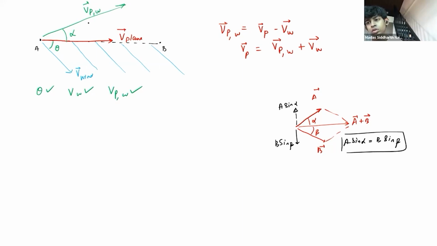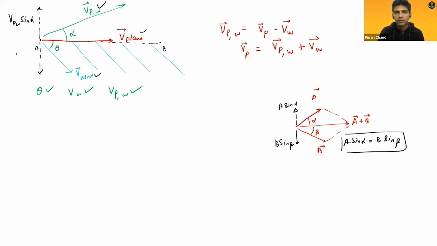Similarly, look at our two vectors: the velocity of plane with respect to wind and the velocity of wind. Their resultant is the velocity of plane. So their perpendicular components will be VPW sin alpha, which must balance VW sin theta. From here we can find the relation between alpha and theta. So VPW sin alpha will be equal to VW sin theta.